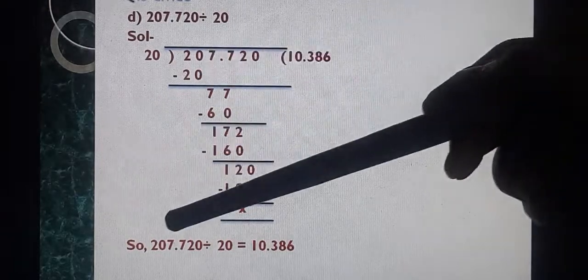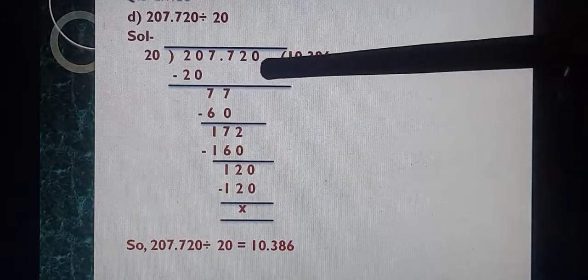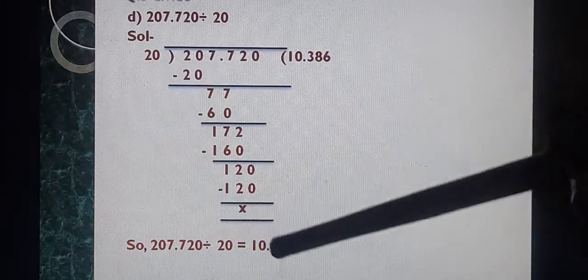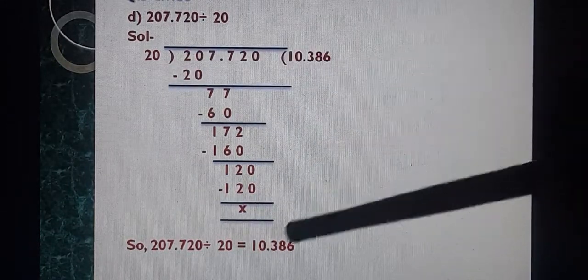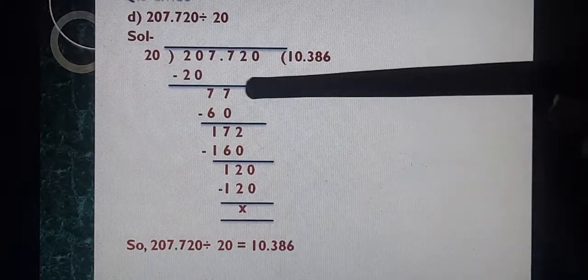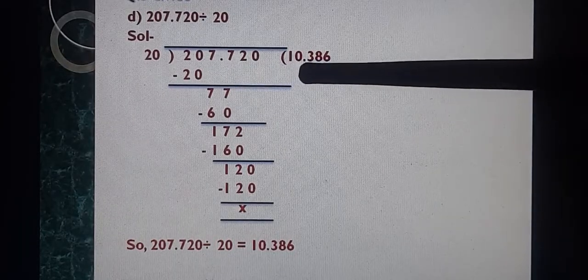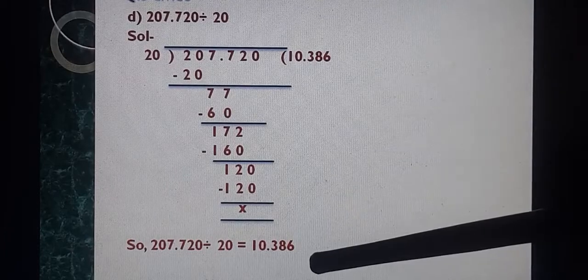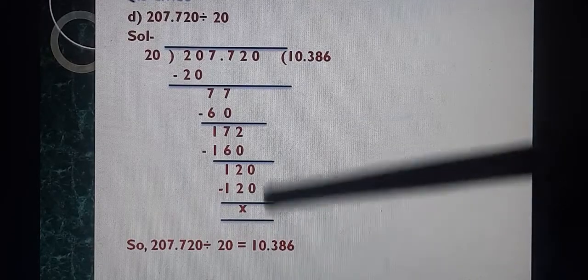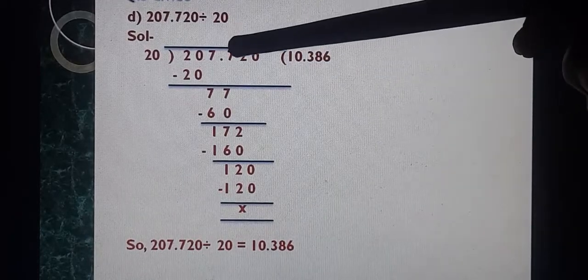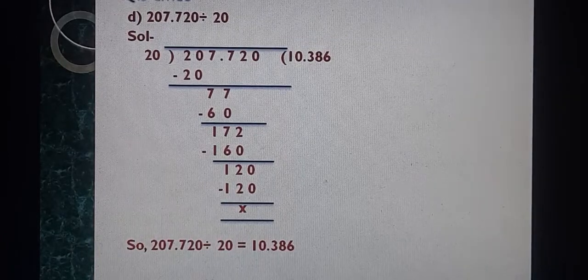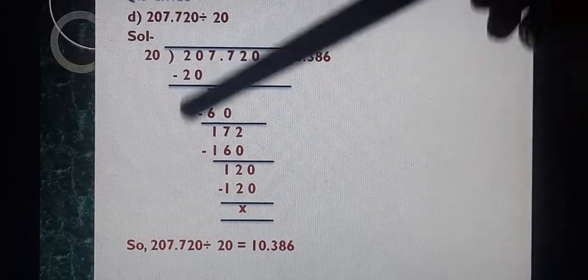Right? So write down 207 decimal 720 divided by 20 is equal to 10386. Right? After the decimal, 1, 2, 3 digits. 1, 2, 3. So 10 decimal 386. Our answer has become 10 decimal 386. Decimal will be there in the dividend and in the quotient only, not in between these steps.